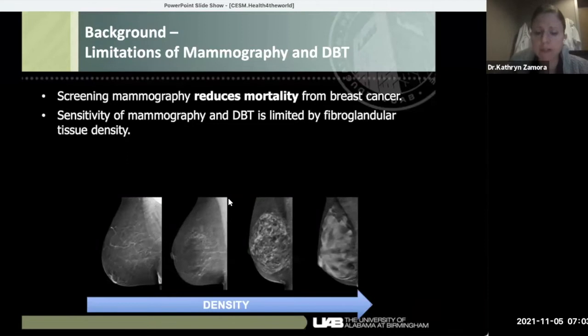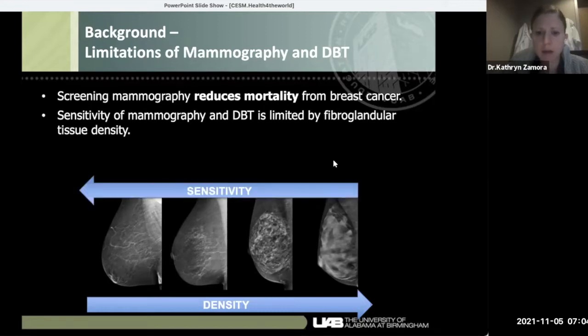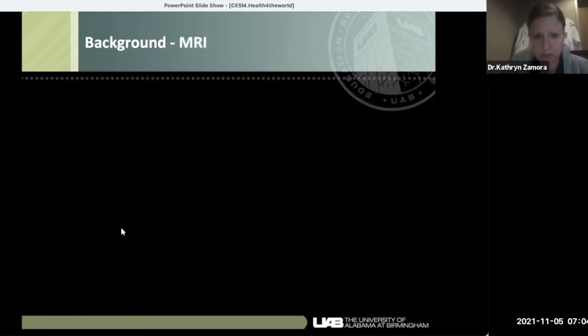And the problem with dense breast tissue is the breast tissue is white, and cancer is normally white as well. And so it can obscure small breast cancers. As you can see here in this extremely dense breast, if there was a small cancer here, it would be obscured by that overlying breast tissue. So that decreases the sensitivity. So as the breast is more dense, the sensitivity decreases.